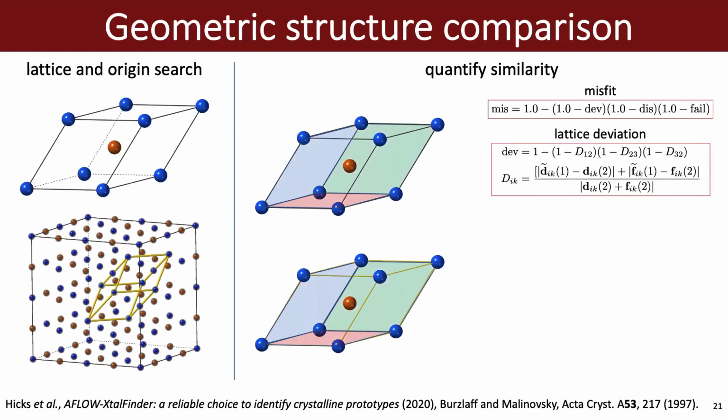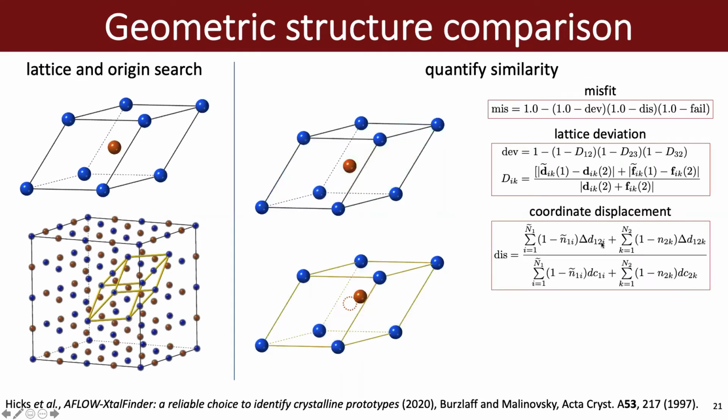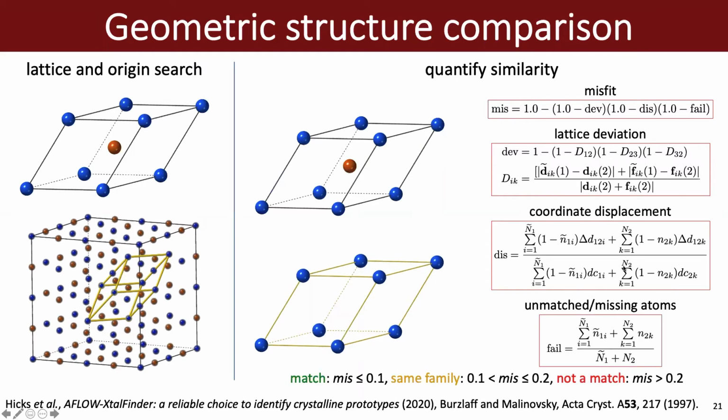The first is the lattice deviation. So we're looking at how the lattice faces differ between the 2 structures. We look at the coordinate displacement. So we're trying to see if we were to overlay these 2 structures, what would be the distances between the atoms in one structure to the other. And that's captured via this metric. And finally, there needs to be a penalty if one, you can't map any of the atoms in one structure to the other, or if maybe they're too far apart.